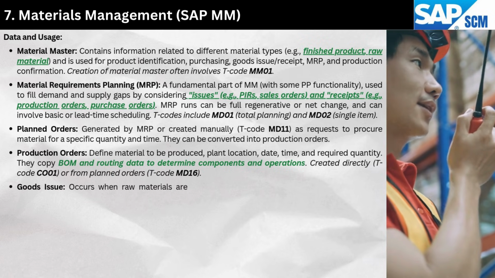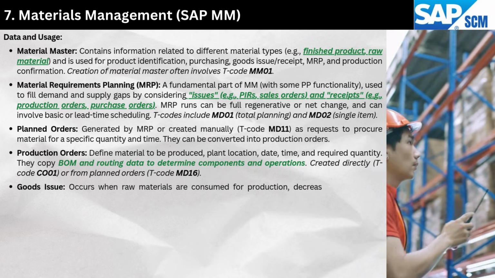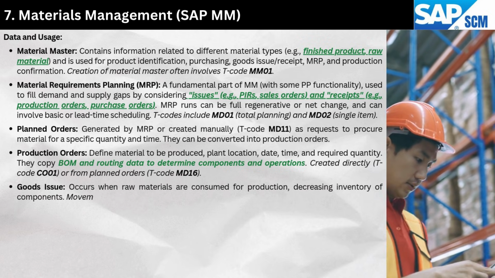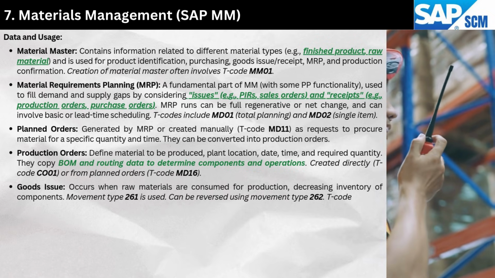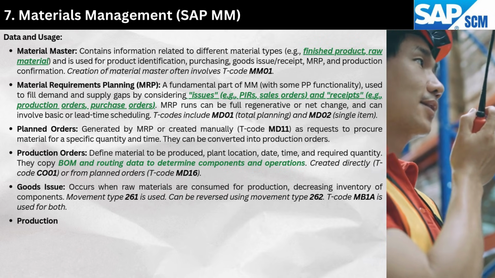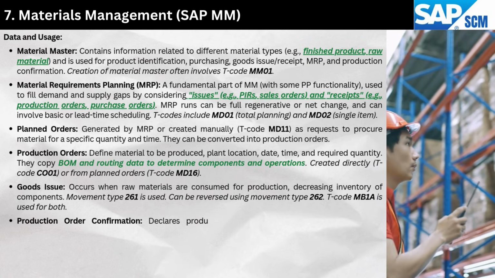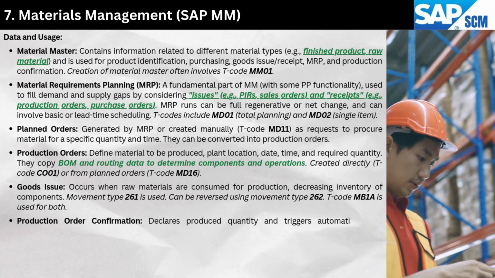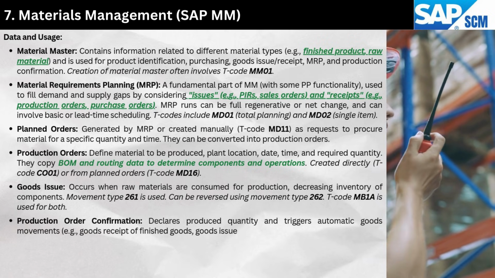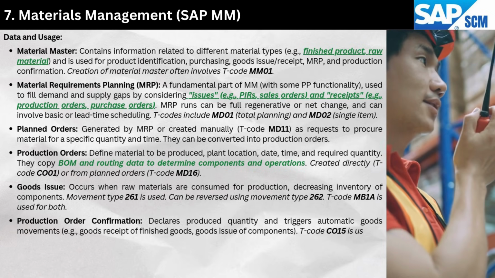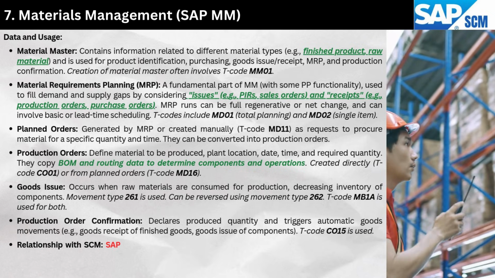Goods issue occurs when raw materials are consumed for production, decreasing inventory of components. Movement type 261 is used. Can be reversed using movement type 262. T-code MB1A is used for both. Production order confirmation declares produced quantity and triggers automatic goods movements, e.g., goods receipt of finished goods, goods issue of components. T-code CO15 is used.